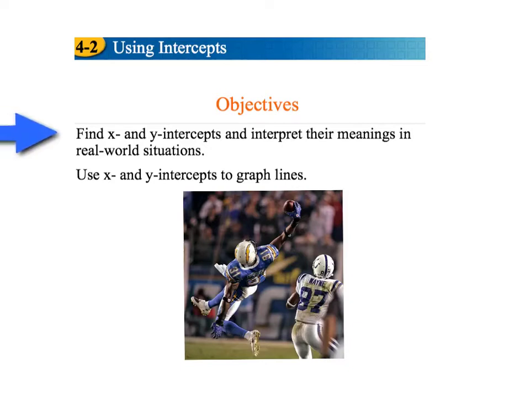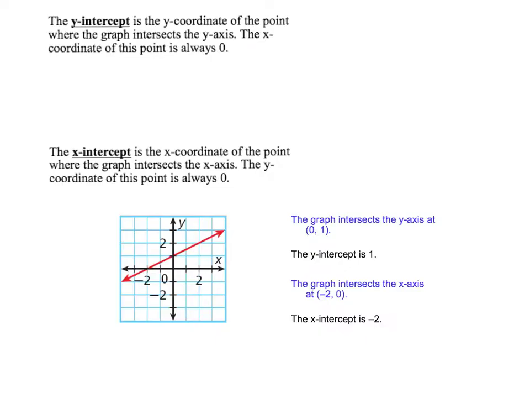Just want to go over our objectives real quick, and that is one, to be able to find x and y intercepts and understand what they mean in real life, and also be able to use these intercepts to graph lines. Thus, our picture of an interception. Get it?